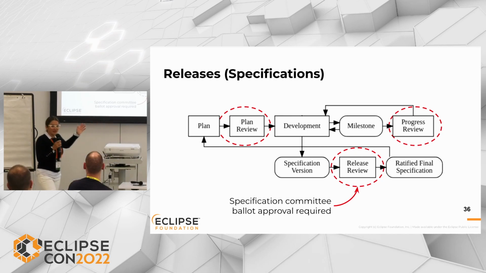This is the process, but for specifications. As you can see here, the specification committee has some participation in this process. It's a little different. The main difference is that you do have to schedule a review for every release you have, because you have this requirement to run a ballot for the specification committee to approve your release, to approve your plan review, and to approve everything. Basically, a specification committee has to be a part of that process. So for specifications, I'm sorry, you don't get the year.